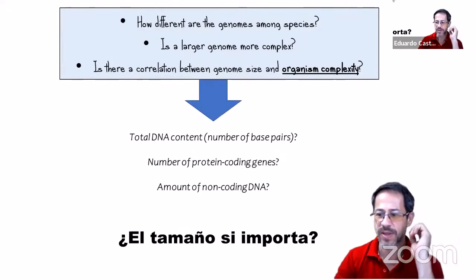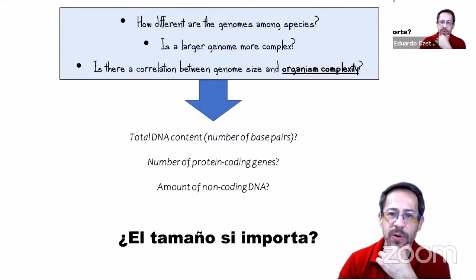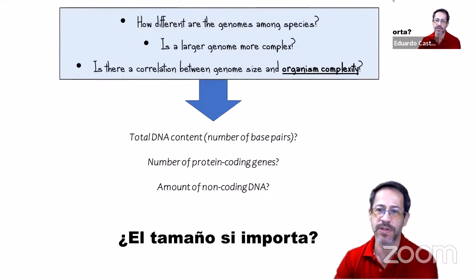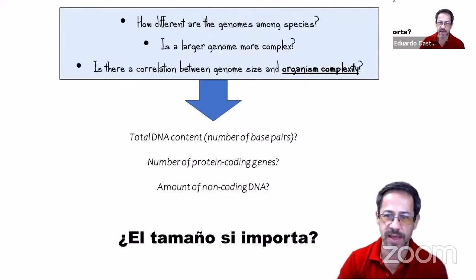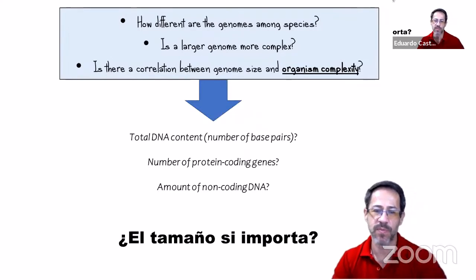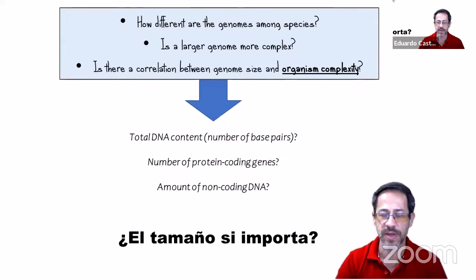So to finish with this part, the three questions: how different are the genomes among species? As you could see in some of the slides that I showed you, the genomes are very different in size. And if we compare prokaryotic cells with eukaryotic cells, eukaryotic cells also have more complex genomes because they have a lot of non-coding sequences. Then, is a larger genome more complex? Not necessarily, but most of the large genomes are complex because they have a lot of non-coding regions that can play roles in the regulation of the coding regions.